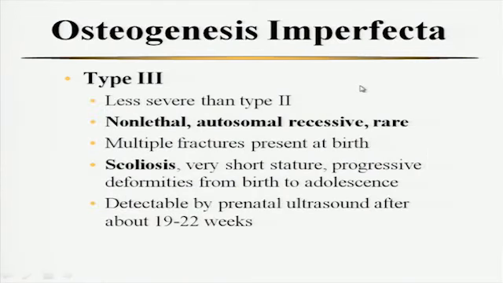Okay, so type 3 is less severe than type 2. It's non-lethal, autosomal recessive and rare. You can have multiple fractures at birth. You can have scoliosis, short stature. And it's only detectable by prenatal ultrasound after about 19 to 22 weeks. So if you're doing an 18 to 20 week study, you may not see this.